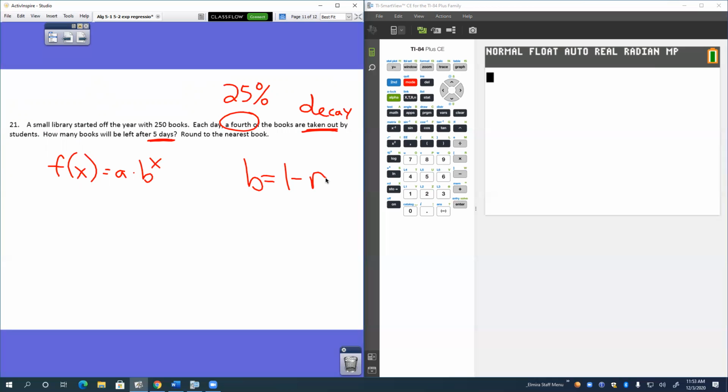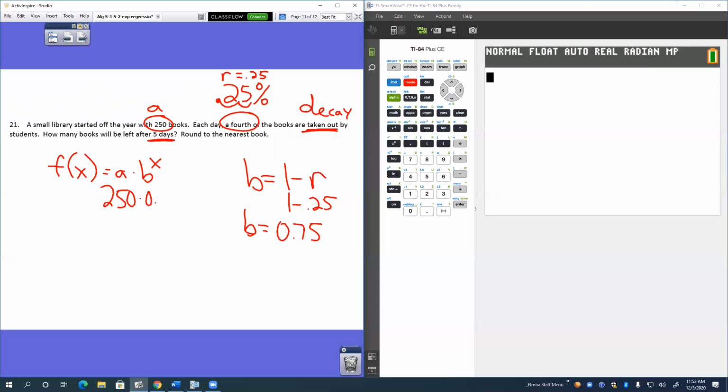So again, we're talking about decay, so we want to use the decay formula for our factor. So we have, first of all, the A value. It's starting off with 250 books, so 250 goes here, times our B value. Our B value we need to figure out. They're given the percent of 25%. We need to move the decimal point over 2 places. So that means our R is really 0.25. So 1 minus 0.25 is 0.75. That is our B value.